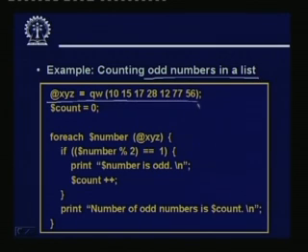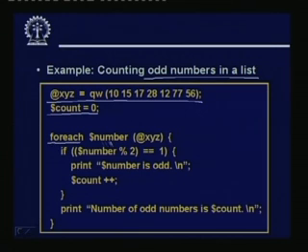The first line defines the initial value of the array: @xyz equal to 10, 15, 17, 28, 12, 77, 56. This is the count value, which is initialized to 0. So, I am counting.